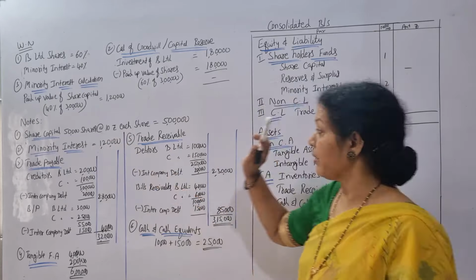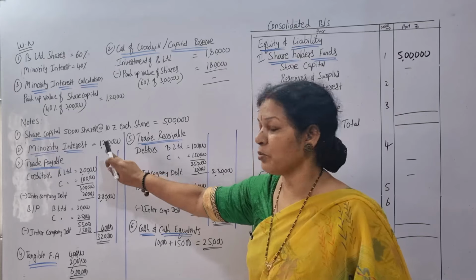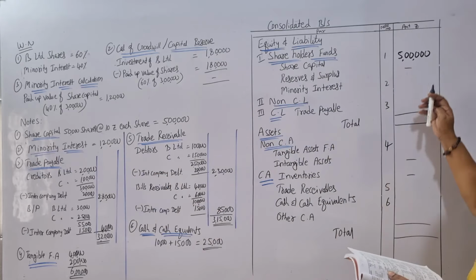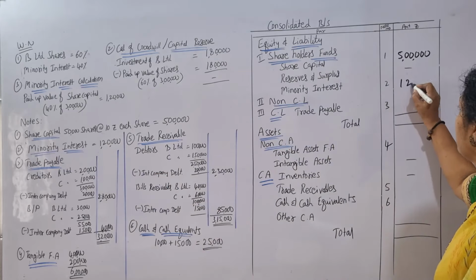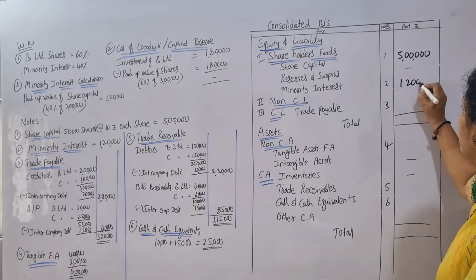Next, reserves and surplus. Do we have reserves and surplus on the balance sheet liability side? Not given. So it is nil. I didn't write anything. Next, minority interest. Just now we have calculated. Anyhow, in the notes also we are showing the minority interest calculation we have done. It is 1,20,000. Okay, minority interest is 1,20,000. Now minority interest is over. Non-current liabilities, we don't have anything.